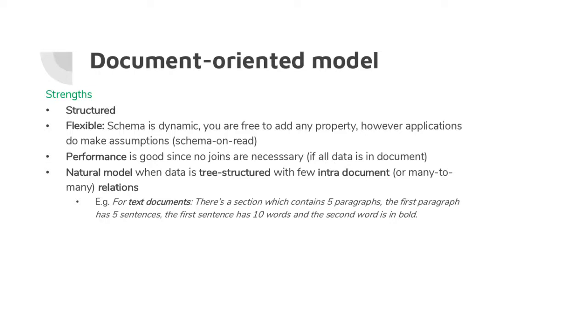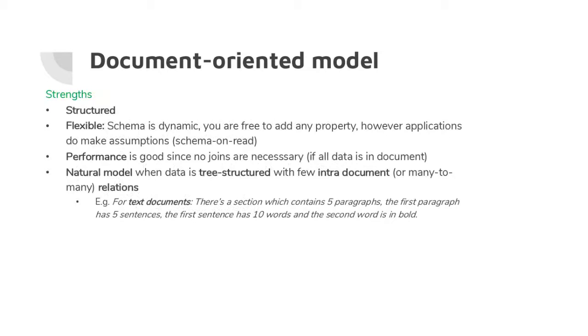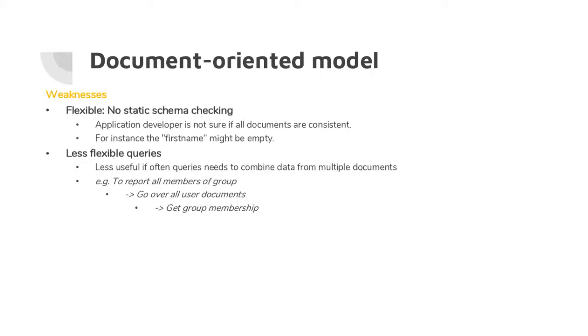You have to be careful, however, with intra-document relations. So that's a disadvantage. I go on to the next slide. It makes queries less flexible. With the document-oriented model, you assume that most or all of the information that you want is within one user. If you want data over multiple users, such as all the members of a certain group, that gets less efficient with the document-oriented model.